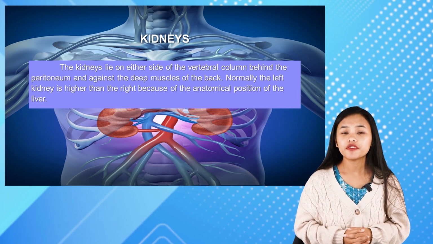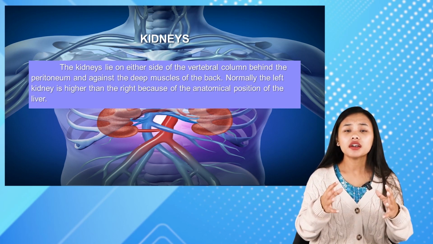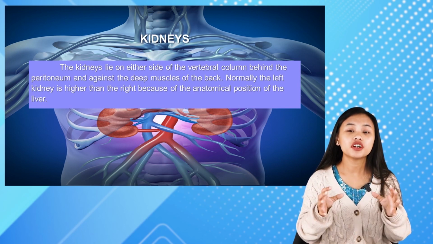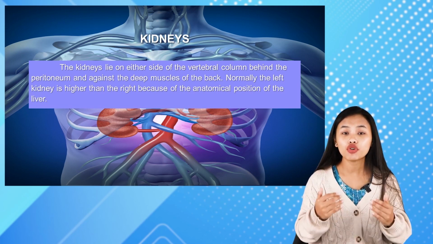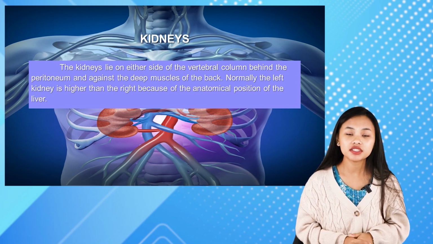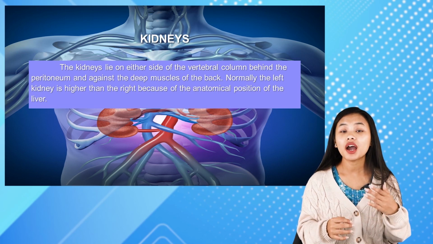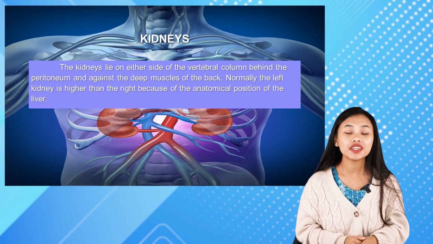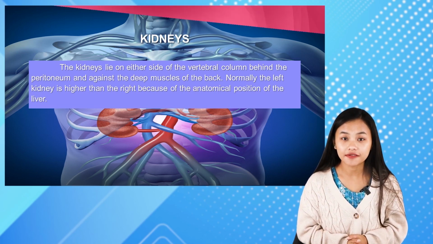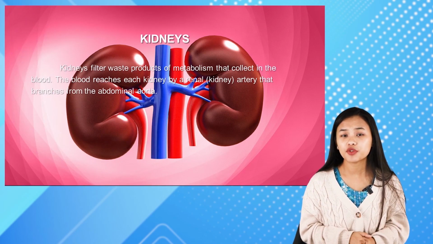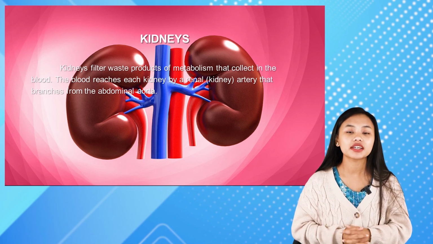So starting with the first, which is the kidney. Here, as we know, the kidneys lie on either side of the vertebral column behind the peritoneum and against the deep muscles of the back. So normally the left kidney will be higher than the right because of the anatomical position of the liver. These kidneys are responsible for filtering the waste products of metabolism that collect in the blood.